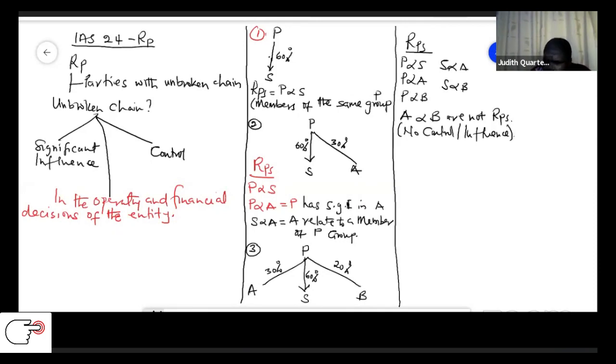But P controls S. So P can use S to transact business in A and to transact business in B. Therefore, S is related to A, and S is related to B. Until the point where one of A or B becomes a subsidiary of P, then B will be a related party to A. Thank you. At this point, any question? Let me unmute you.